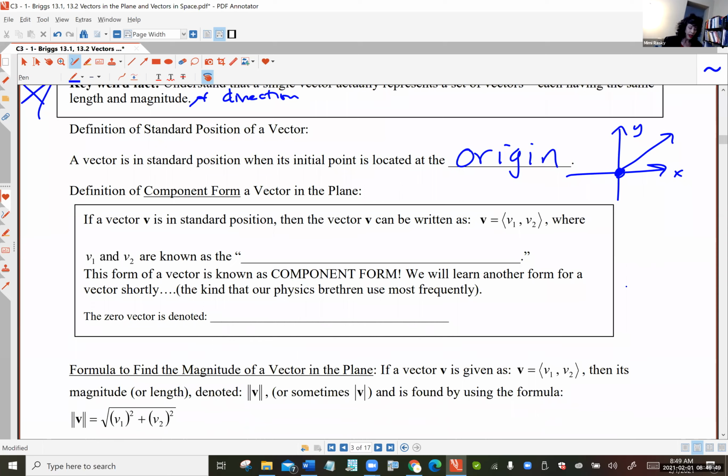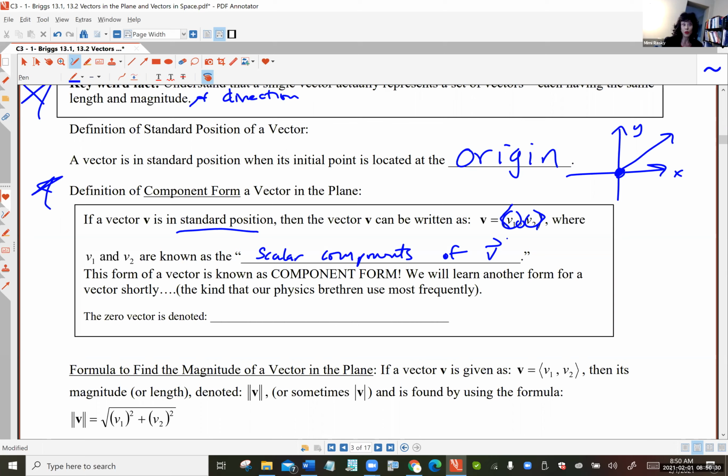Okay. Now let's talk about component form, which is my personal favorite. And here's the definition. If a vector V is already in standard position, and otherwise component form is meaningless, then your vector V can be written with these angular brackets. And yes, you're going to have to use angular brackets in the class. And then a number, which I'm just calling V1 right now, comma, and then some other number, V2, where those numbers, V1 and V2, are called the scalar components of V.